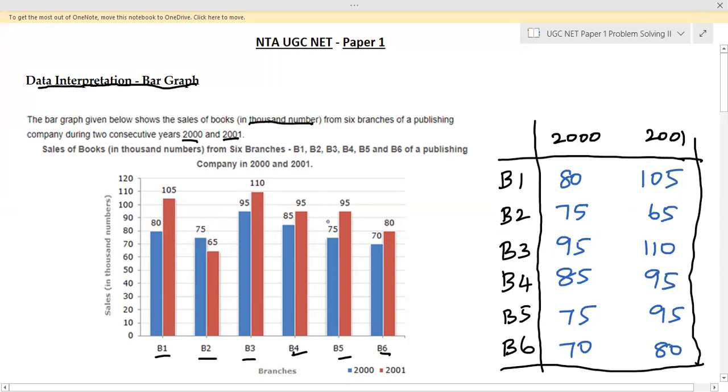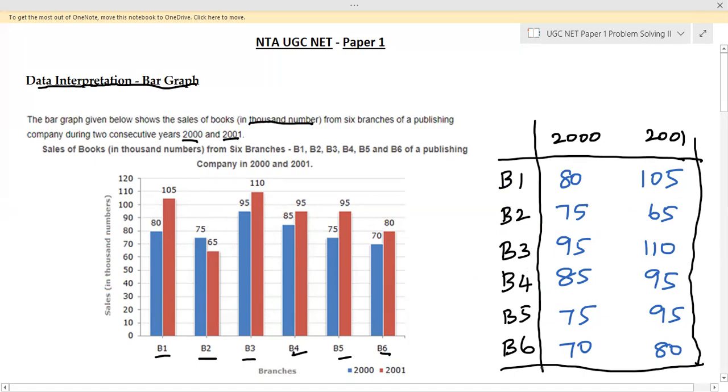And if we are fast enough in interpreting the data, collecting the data from the bar graph itself, we can quickly do that so that we can save much time. We need not waste our time in writing this table, right? Anyway, just for clarity, I'm doing this. So now we are clear with what is given here in this bar graph. This bar graph is what I have just transferred to a table.